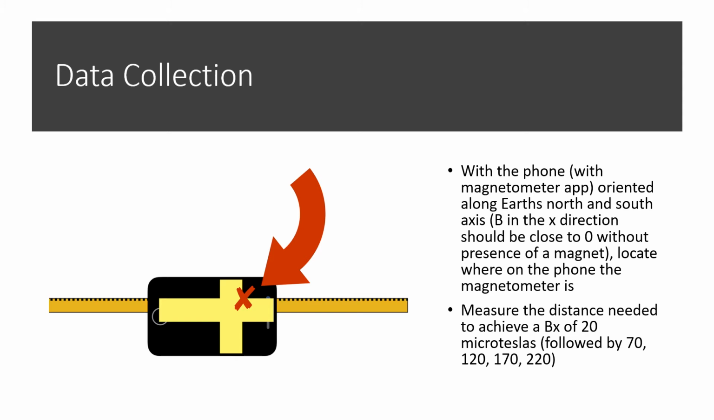And then we had to measure the distance between the magnet and where the magnetometer was located on the smartphone to achieve a B of x, or magnetic field in the x direction, of 20 microteslas, followed by 70, 120, 170, and 220.